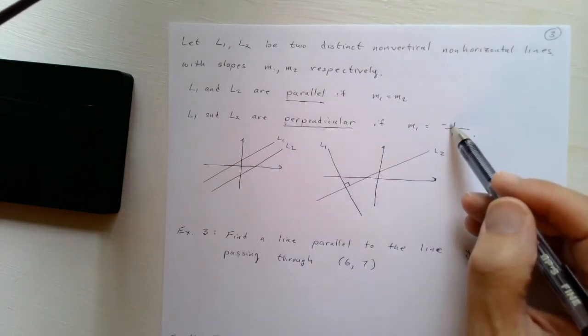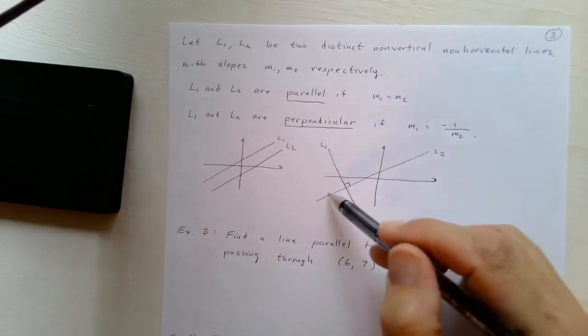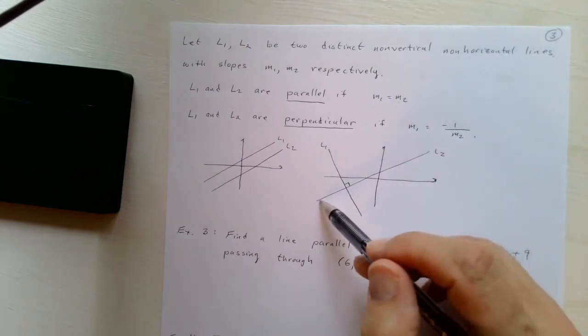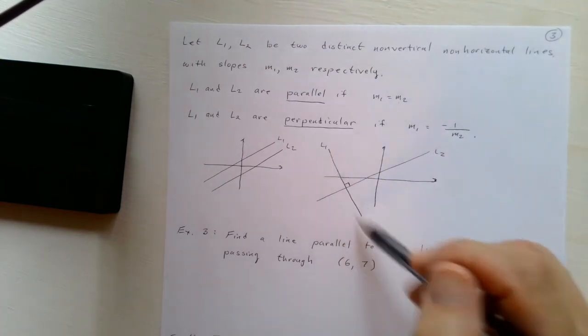So the negative reciprocal, the slopes. If you think about it, the slopes are going to have to be opposite signs, because if one line is increasing, the other is going to have to be decreasing.